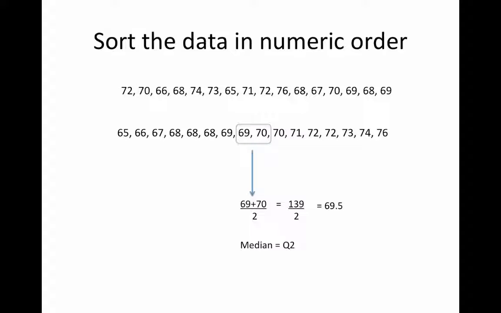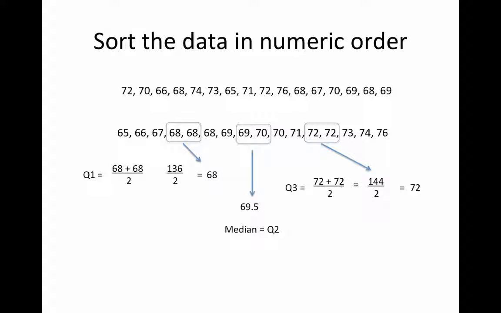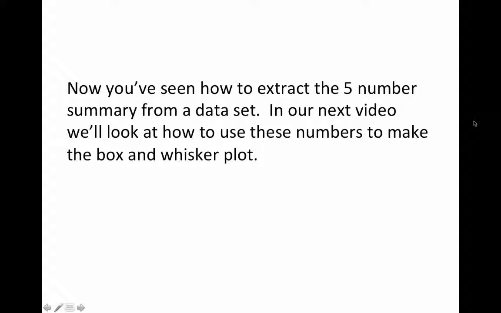So there's the median of the data set, and here are the medians of the lower and upper half. And so you have now the Q1, Q2, and Q3. And I didn't focus on them here, but you also have the minimum and the maximum. So now you've seen how to extract the 5-number summary from the data set. In our next video, we'll look at how to use these numbers to make the box and whisker plot.